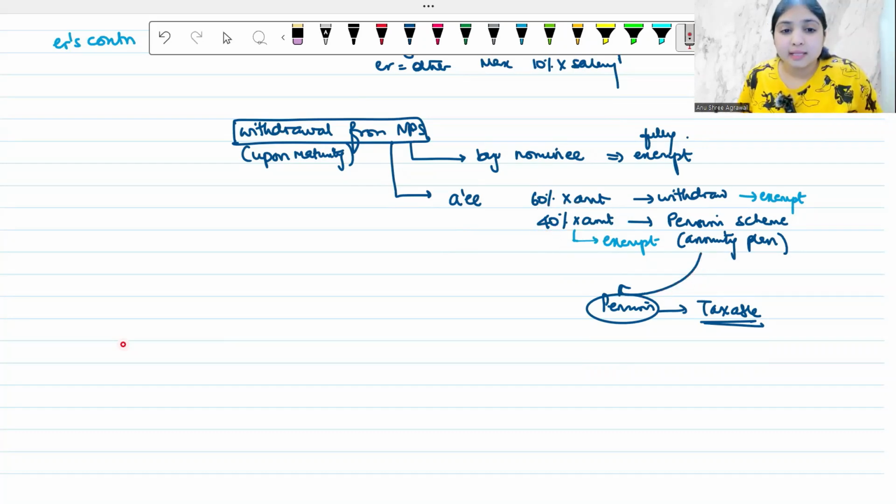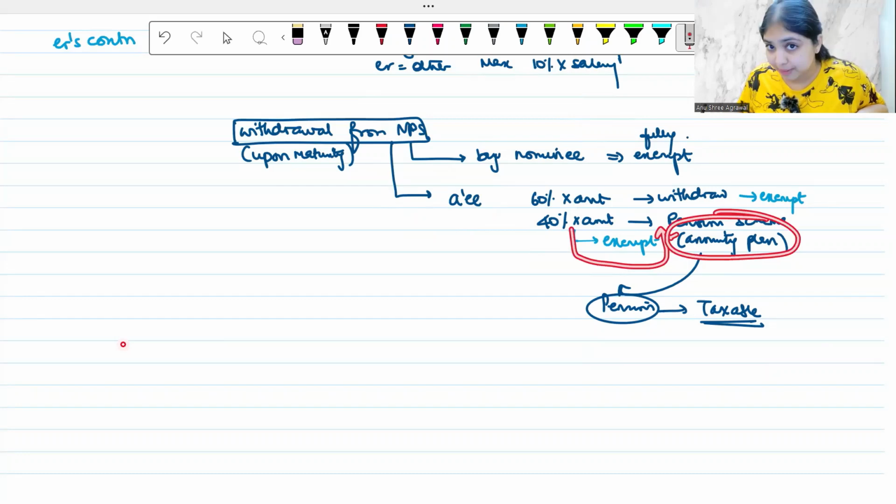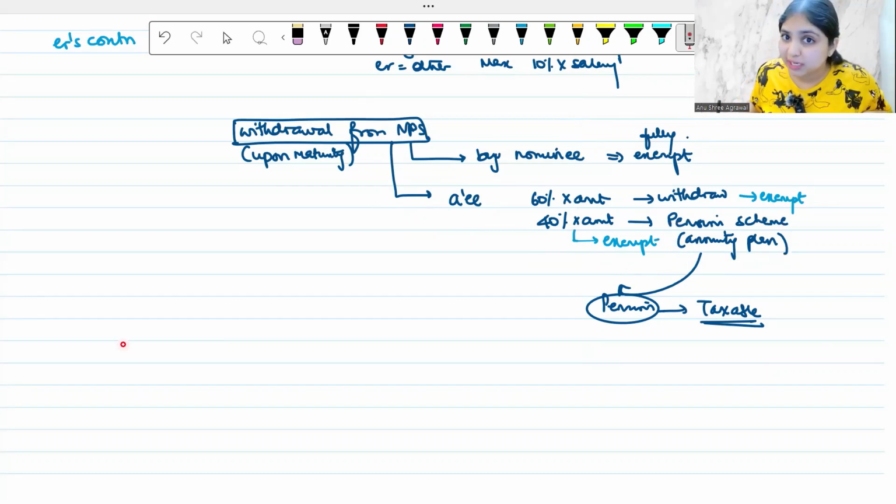Are you understanding? When the nominee withdraws whatever is there in NPS, it's going to be fully exempt for the nominee. When the assessee himself withdraws from NPS, he can withdraw only 60% of the amount. And this 60% which he has withdrawn will be fully exempt for him. What about the balance 40%? The balance 40% he can't withdraw. The balance 40% he has to transfer into an annuity plan. From this annuity plan, what will he receive? Periodical pension he will receive.